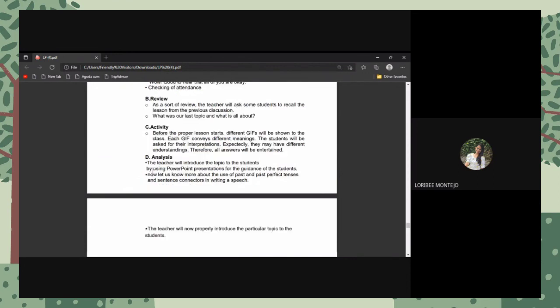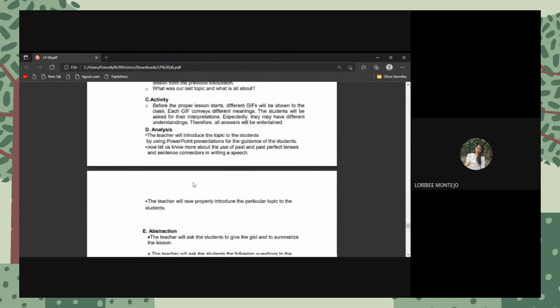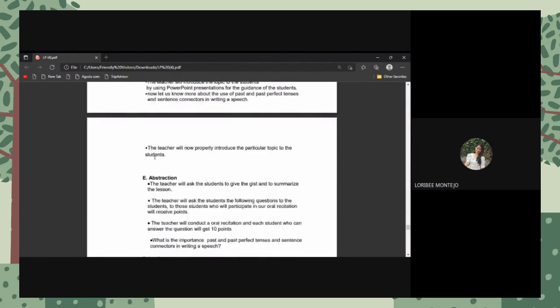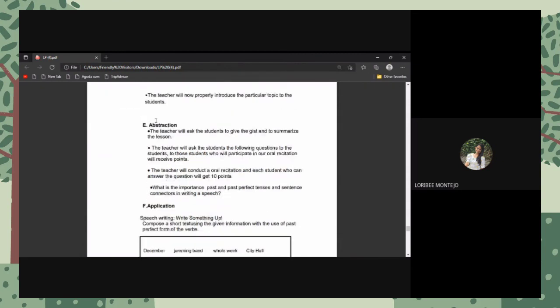So now let's go down to our analysis. In our analysis, the teacher will introduce the topic to the students using a PowerPoint presentation for the guidance of the learners. Now let us know more about the use of past perfect tense and sentence connectors in writing a speech. The teacher will now properly introduce the particular topic for the guidance of each student. So now let's proceed to the abstraction.